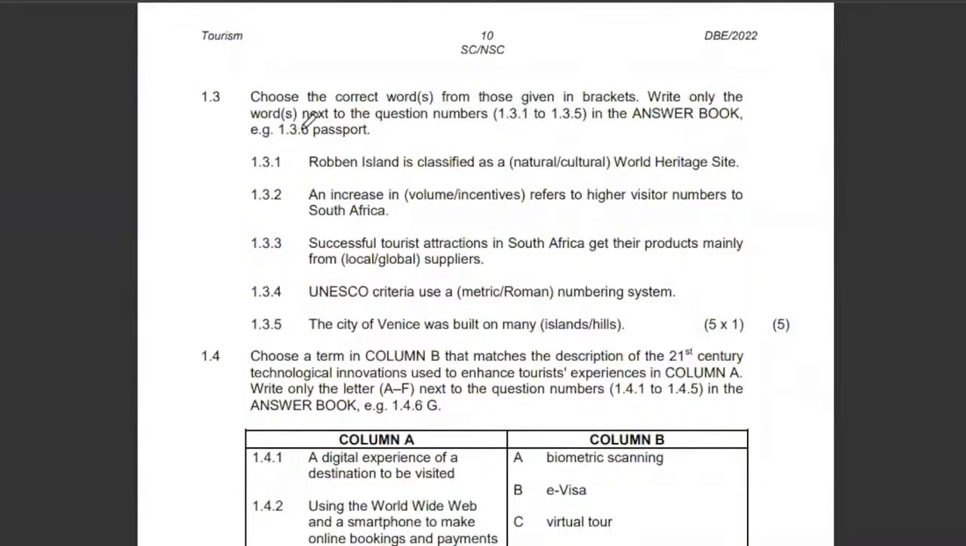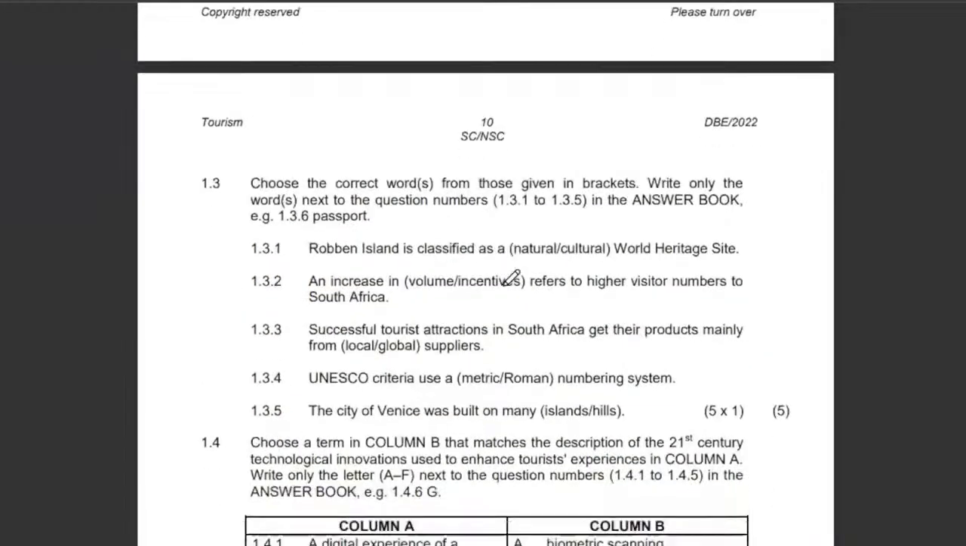For example, 1.3.6 passport. All right, 1.3.1 reads, Robben Island is classified as a natural or cultural World Heritage Site. The first thing which we need to do when choosing an option for this question is to know a description of Robben Island. Robben Island, in as much as it is an island, the most significant thing is the history which is associated with the island. It is of historical significance.